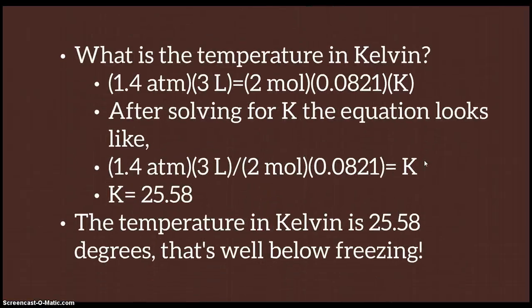Well, at the top line we see the equation, and after solving for K, we get 1.4 atmospheres times 3 liters divided by 2 moles times the universal gas constant equals K. K is equal to 25.58. This means the temperature in Kelvin is only 25.58 degrees. That's well below freezing.